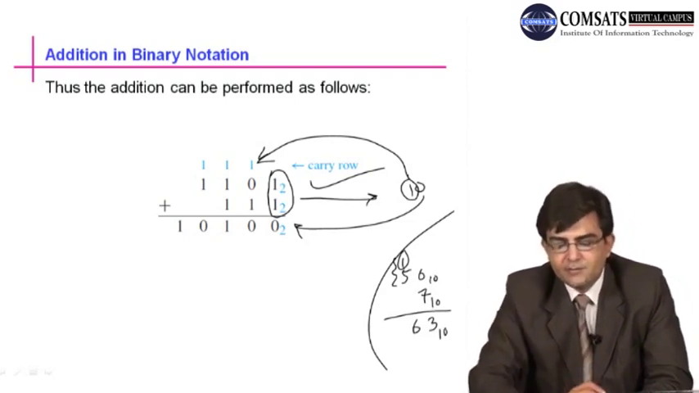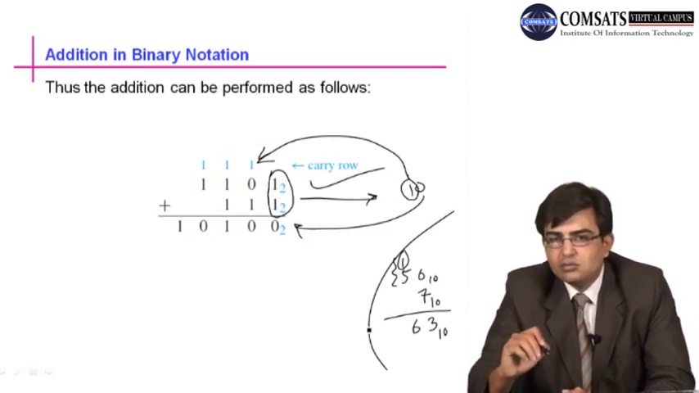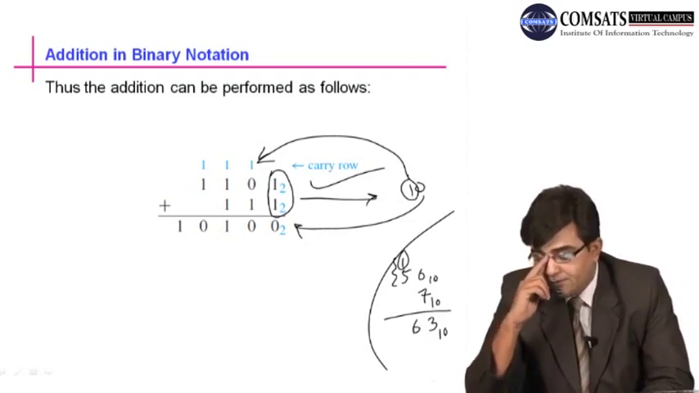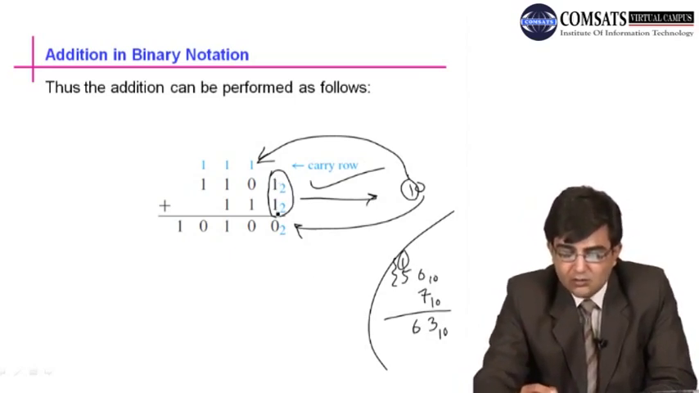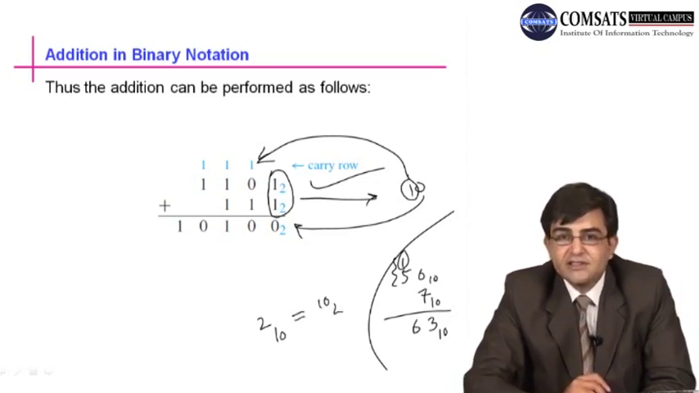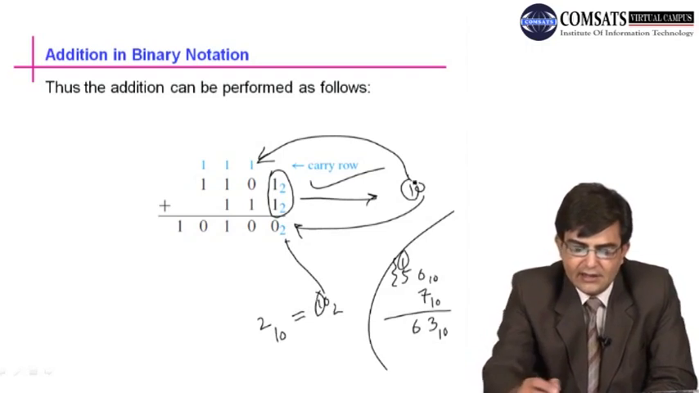Now here in binary notation, when the sum of two binary digits reaches 2, we divide it by 2, as you have already read in earlier classes. So 1 plus 1 is basically 2. In decimal representation, 2 base 10 is equal to 10 in binary representation. So now we write it here and we send this 1 as a carry here.